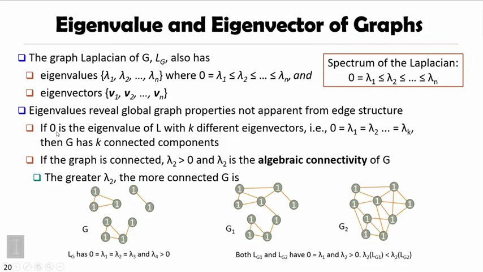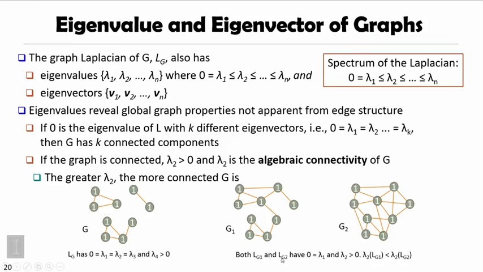Essentially, if you get 0 as an eigenvalue with k different eigenvectors, this represents k connected components. That means if lambda 1 is 0, that represents one connected component. If a graph is connected, then lambda 2 will be greater than 0. Lambda 2 is the algebraic connectivity of G. Here you can see L sub G has lambda 1, lambda 2, lambda 3 as 0, so you get 3 connected components.